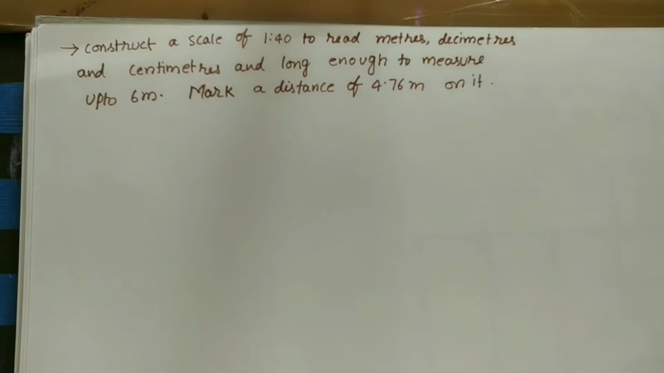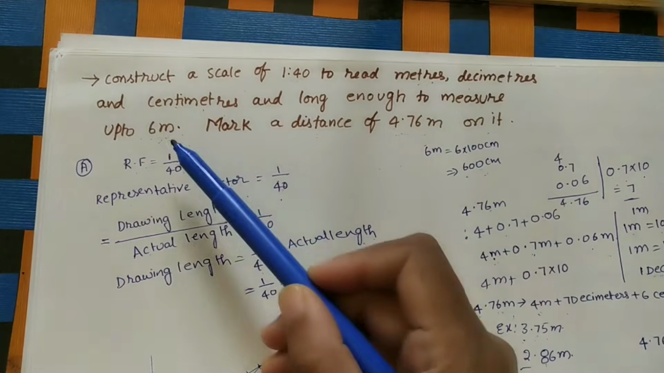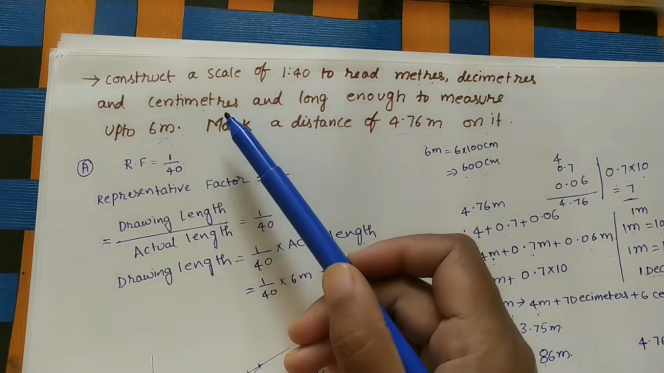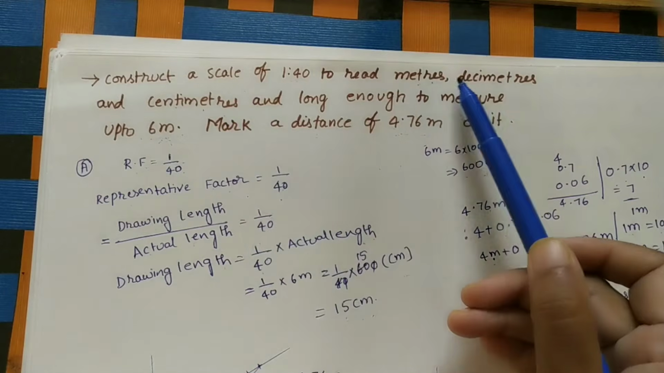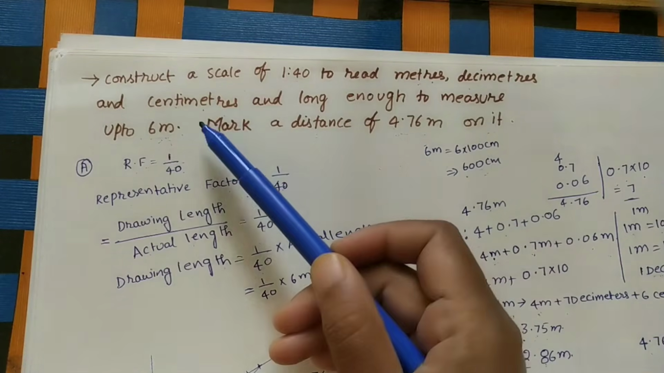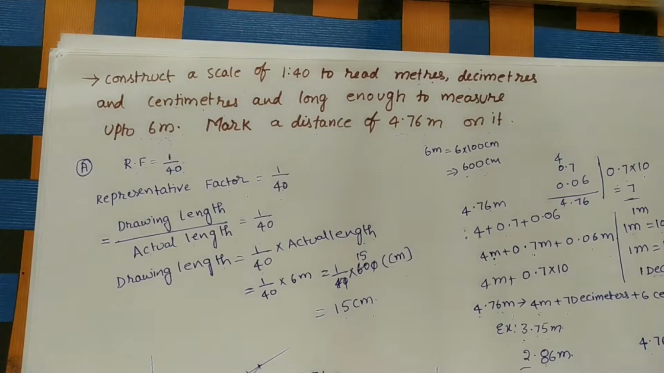Let us discuss how to do the diagonal scale for the given problem. As I told, if meters, decimeters and centimeters are given, three consecutive units, at that time we have to do the diagonal scale. If only two units are given, we have to do the plain scale. Always remember, three consecutive units means we have to do the diagonal scale.